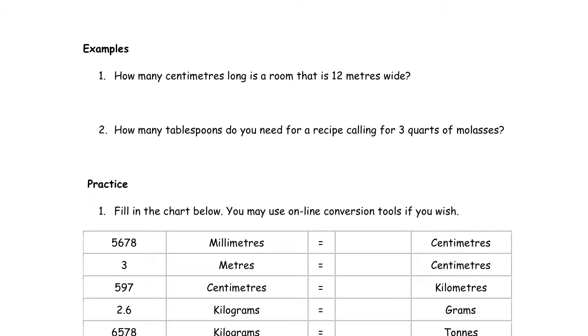Now let's take a look at how we use these conversions to help us solve some measurement problems. Okay, so the first example we have is how many centimeters long is a room that is 12 meters wide. One way to solve this is I know that 100 centimeters is in 1 meter. So I can write down the ratio of centimeters to meters, and then I can write an equivalent ratio beside it with 12 meters on the bottom.